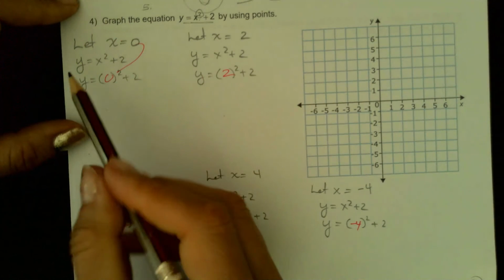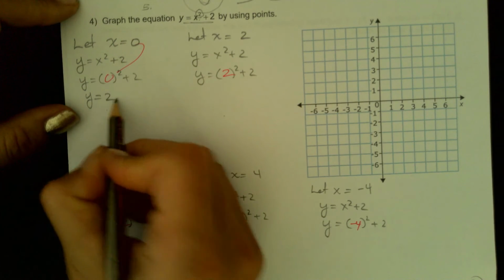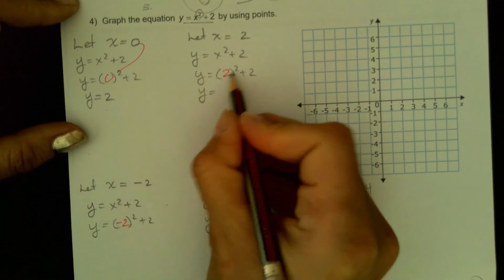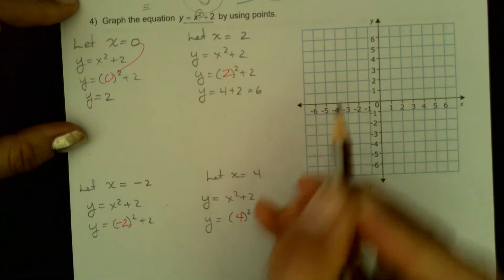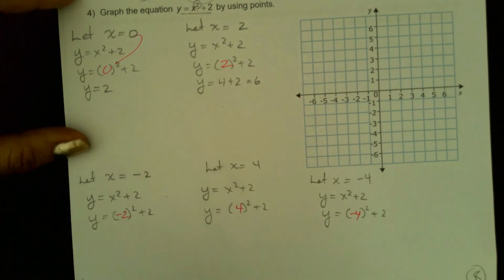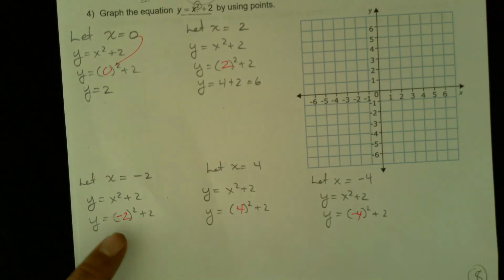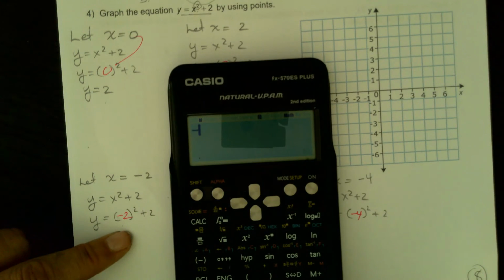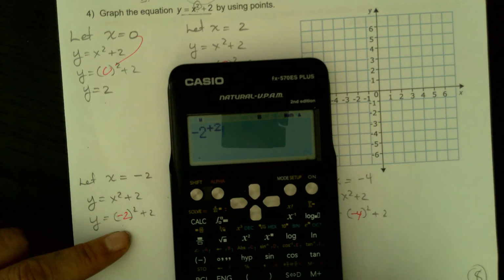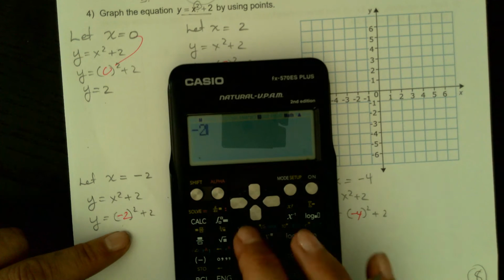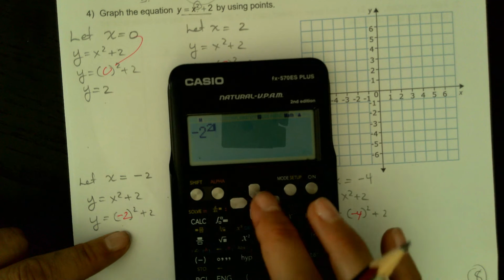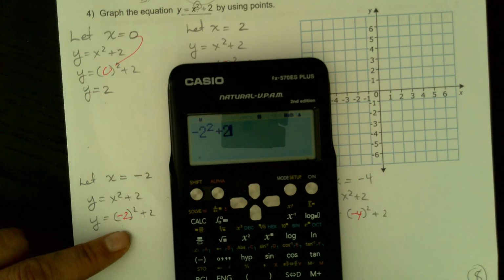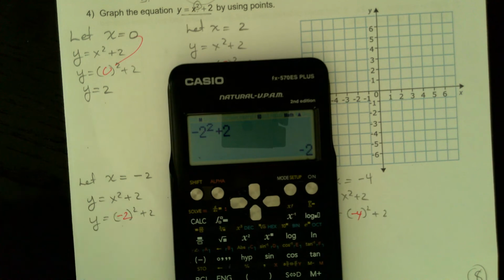Okay, well 0 squared is 0, so y is just equal to 2. 2 squared is 4, like that. Now be careful. If you don't put your brackets in, if you're going to use your calculator, watch this. If I just go negative 2 squared plus 2, oh, no, that's an exponent there. Just wait, start again. Negative 2 squared, plus 2. It's going to say my answer is negative 2, but that's wrong.